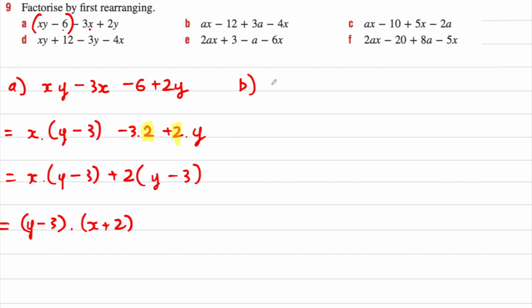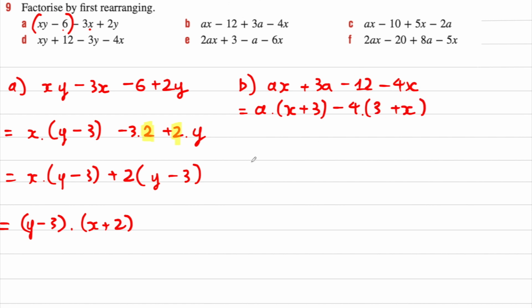About question B, rearranging first: ax plus 3a minus 12 minus 4x. The common factor of the first two terms is a, giving a times x plus 3. And the next one, I will take minus 4 outside. Minus 4 times 3 equals minus 12, so you get 3 here and x for this one. And x plus 3 will multiply with a minus 4, so the answer is x plus 3 times a minus 4.